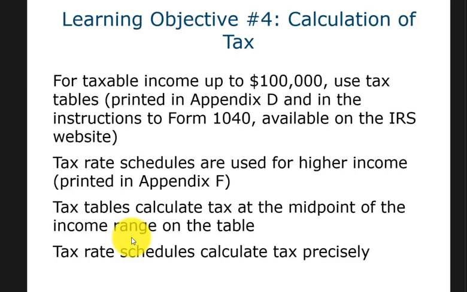You can use the tax rate schedules for income under $100,000. However, it will differ a little bit from the tax tables. And officially, you are supposed to use the tax tables to actually know how much to pay.